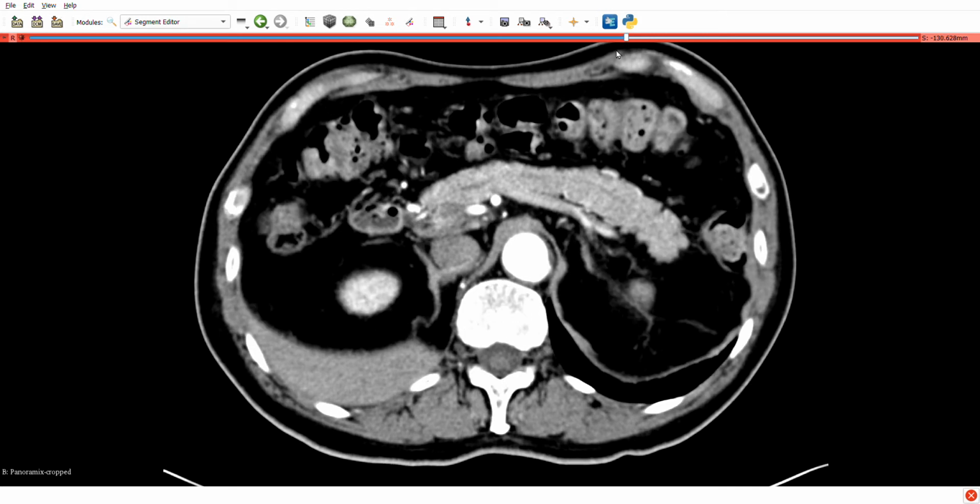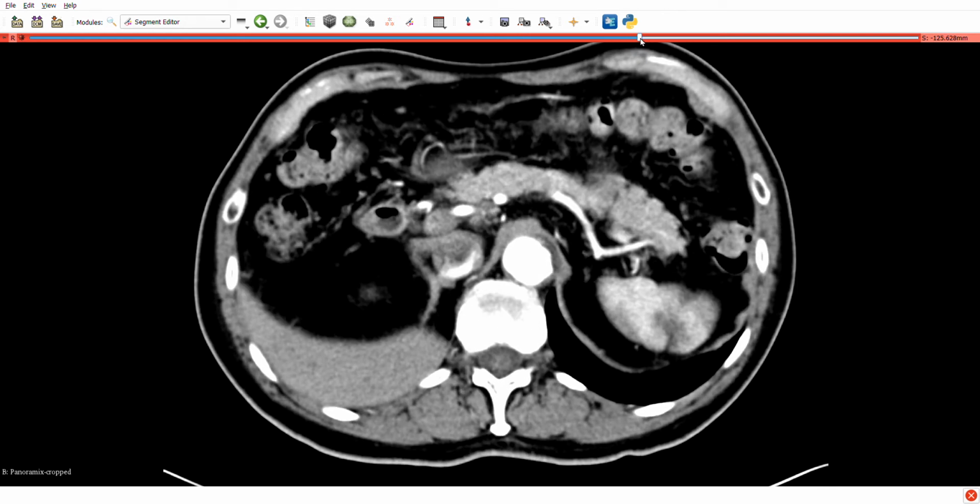One is heading to the right towards the liver, one is heading to the left towards the spleen via the pancreas. So let's follow these vessels. Okay, looking at the one on the right to begin with.